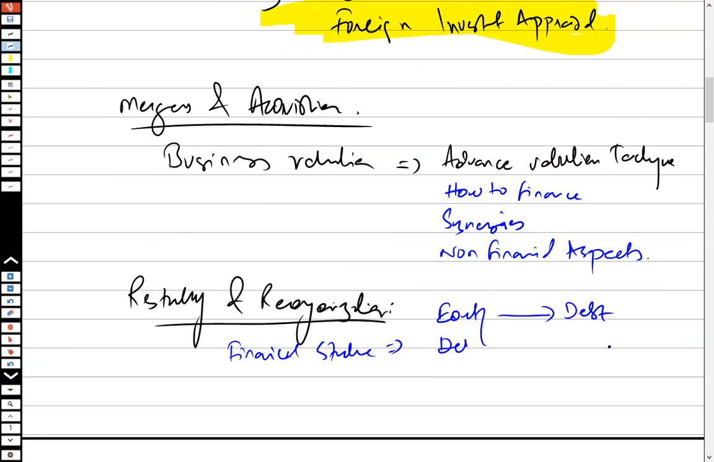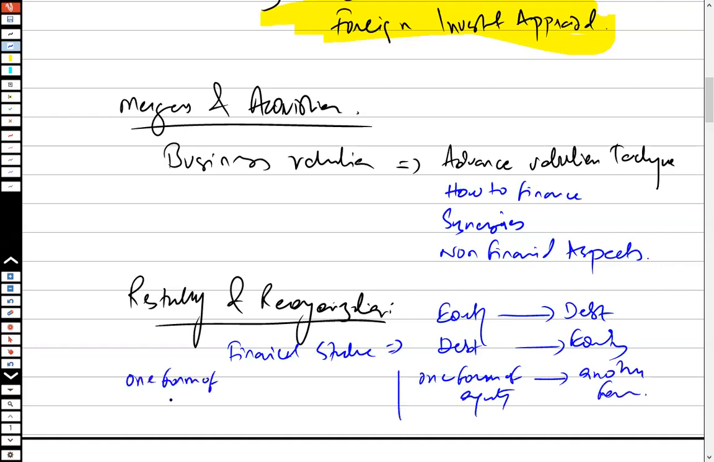You're converting one form of equity to another form. You're converting one form of debt to another. So there could be multiple types of things. There could be a financial restructuring, which is changing the way the organization is financed. That could be one of the things that you could be required to do and perform the calculations upon.